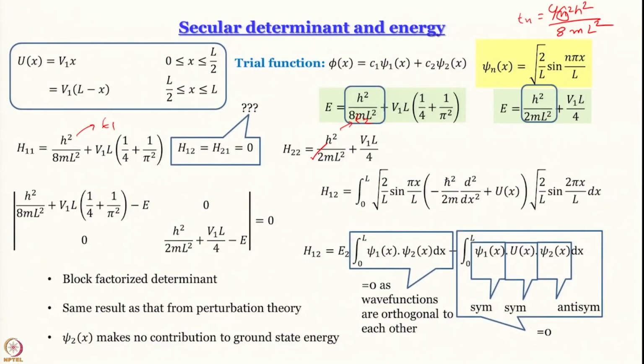This leads to an interesting observation that psi 2 of x makes no contribution to the ground state energy, only psi 1 of x makes the contribution to it. This is a subset of a more general phenomenon: when we express our trial wave function as a linear combination of orthonormal functions, then the functions with higher energy have lower contribution to the ground state.